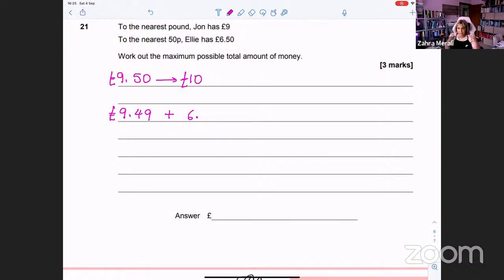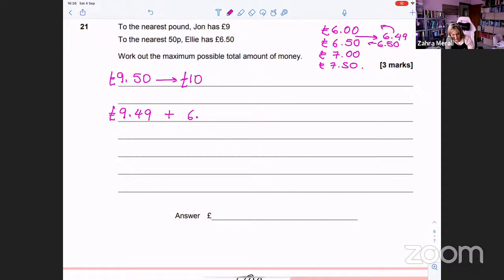So let's think about this, because I'm going to write this out just so you can see. We've got £6, 6.50, £7, 7.50. Okay. So let's take different amounts and see where it's going to round to. If she had £6.49, well, that would round to 6. If she had exactly £6.50, we're here.